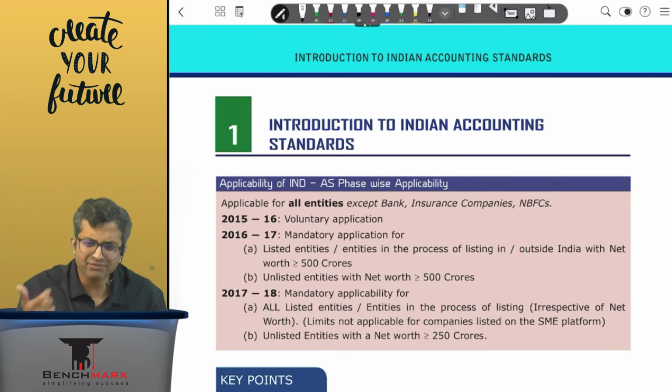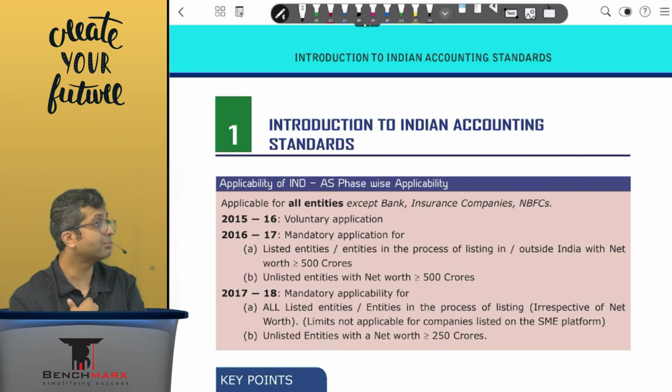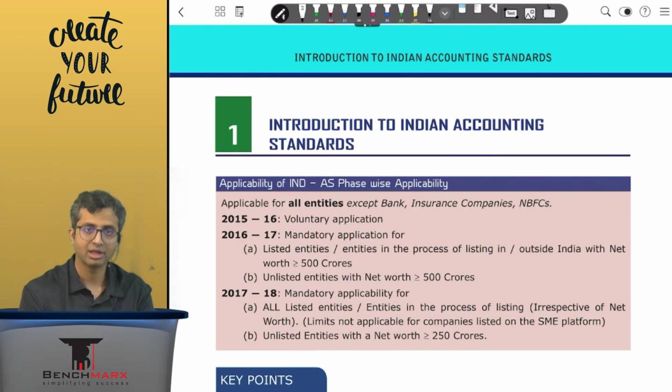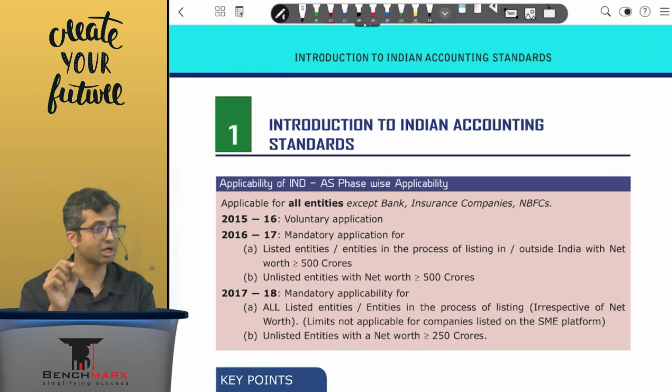Sir, but we are hearing Ind AS, why not IFRS directly? ICAI decided that between IFRS we can adopt IFRS. But IFRS बनाया किसने है? IASB. Who is IASB? International Accounting Standards Board, which is a UK based company.